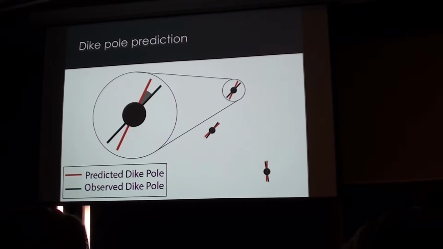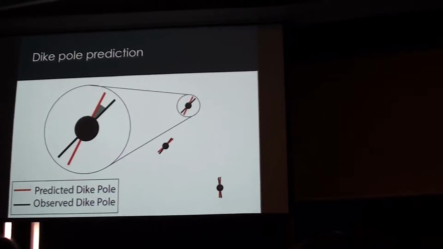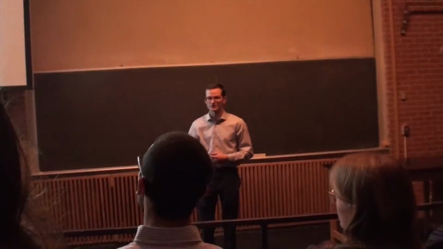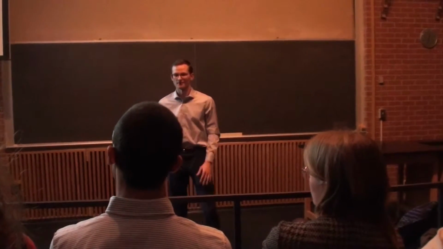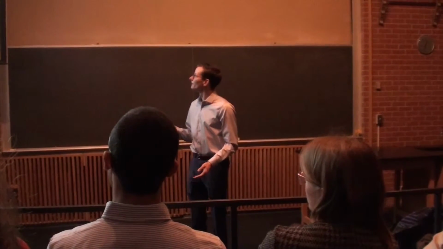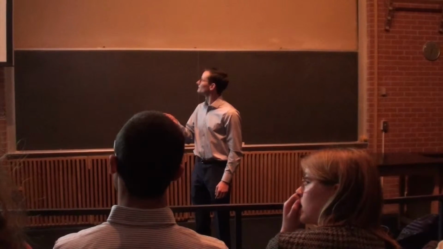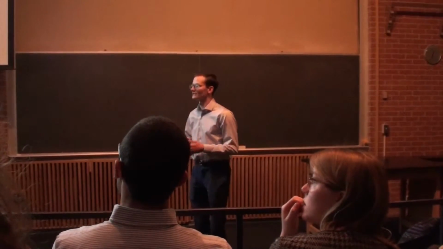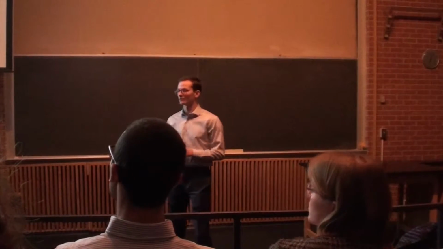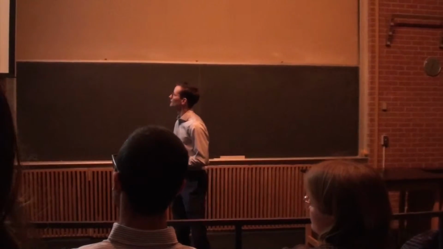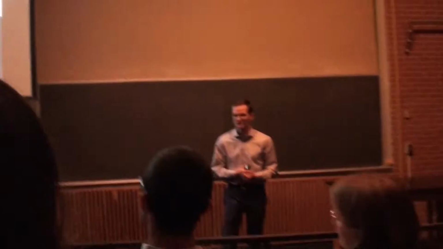What we need from a model in order to incorporate this dike data is a velocity field and a stress tensor field. If we can get this, we can predict the dikes, and then we can compare different models based on their ability to predict the dipole orientation. So how do we get this velocity and stress fields?